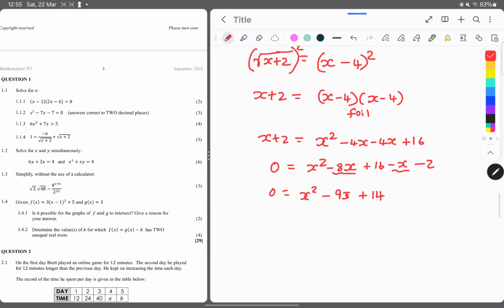Now we have to factorize this again. Two options, factorize or use quadratic. Use quadratic formula is safe.